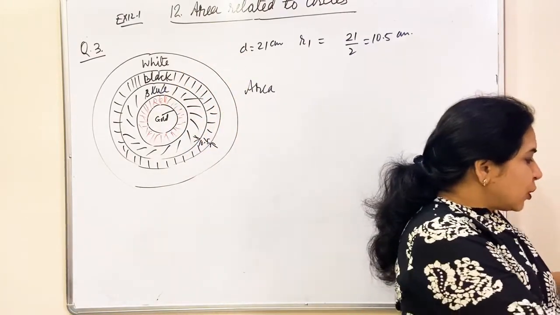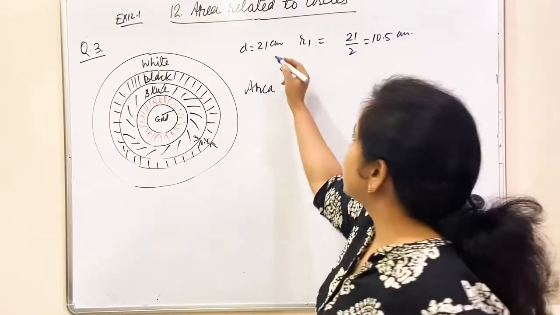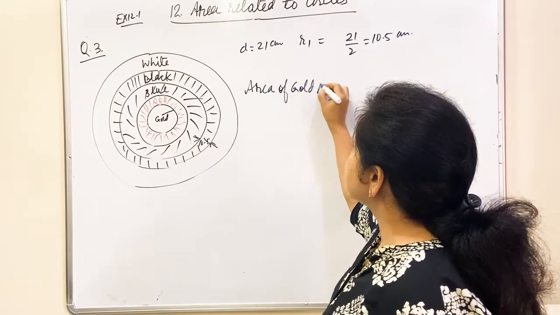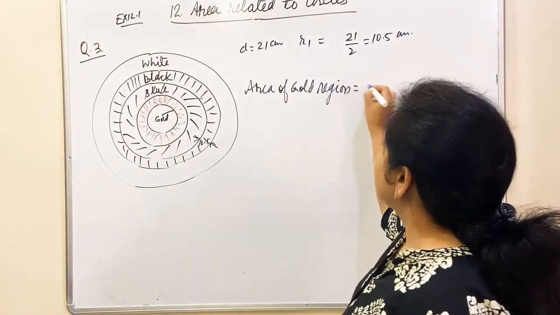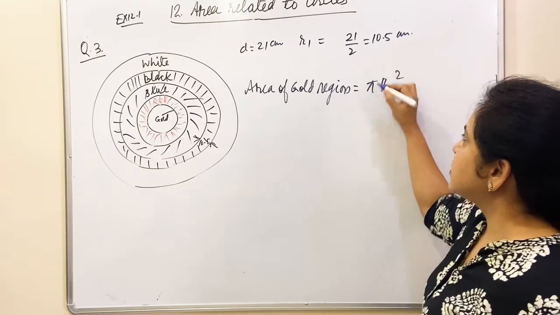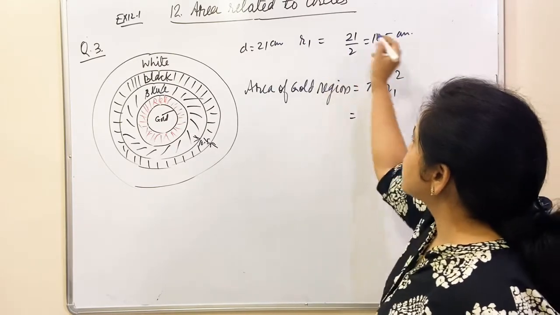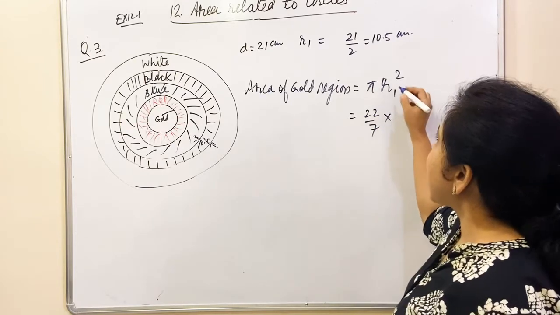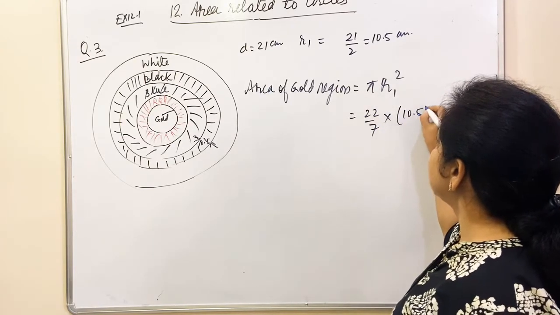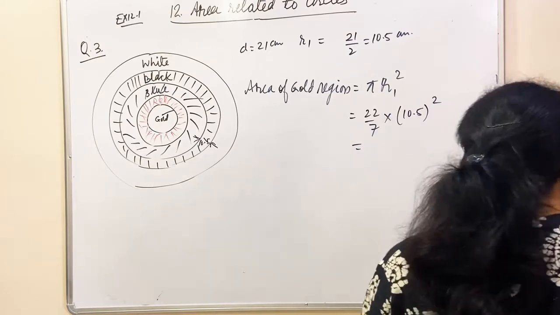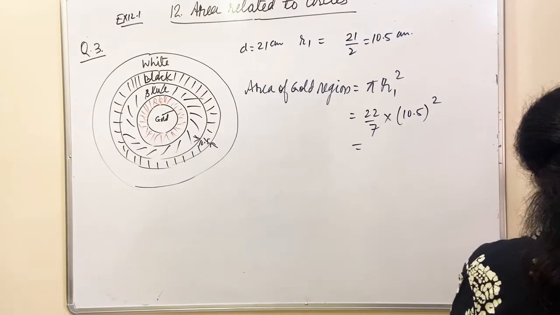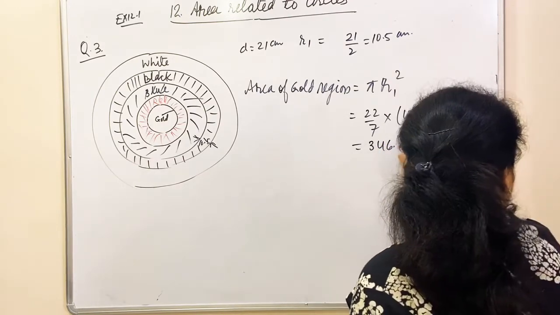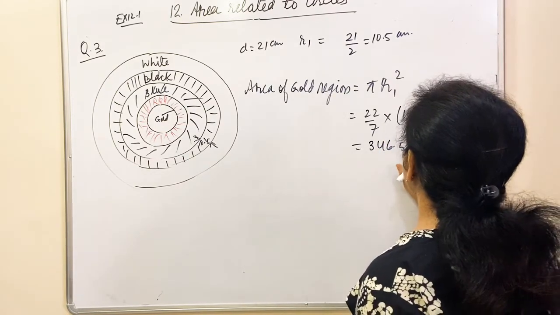Okay. So here first of all, the area of gold region is area of circle, that is pi r square. So pi r1 square. So pi, the value of pi 22/7, r is 10.5, the whole square. When you calculate this, you will get area of gold region 346.5 centimeter square.